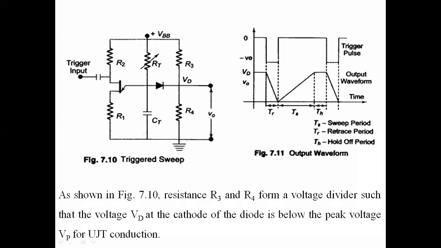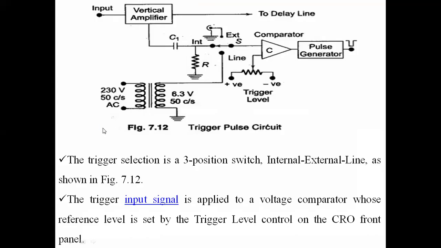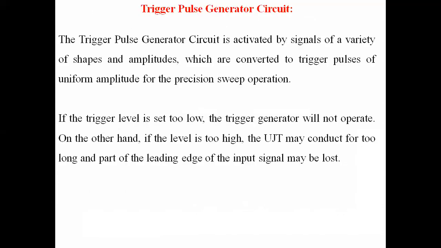Trigger pulse generation. We are saying that the UJT responds to trigger pulses, negative trigger pulses. How these trigger pulses are generated, we will see. The trigger pulse generator circuit is activated by signals of a variety of shapes and amplitudes. The input we apply may have different shapes of pulses and amplitudes.